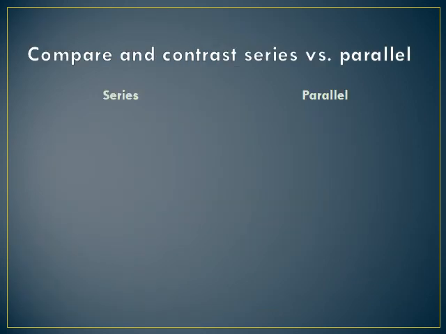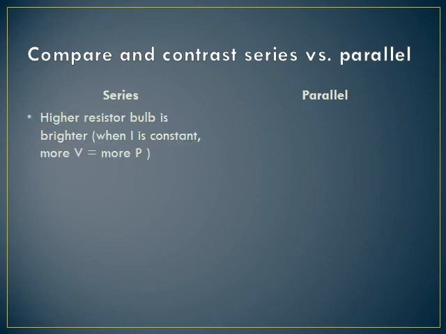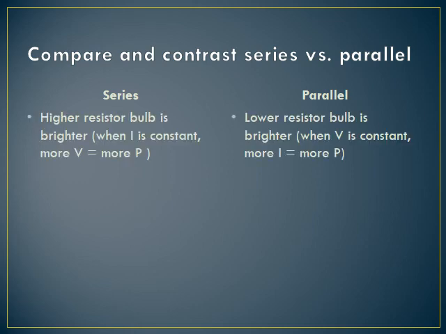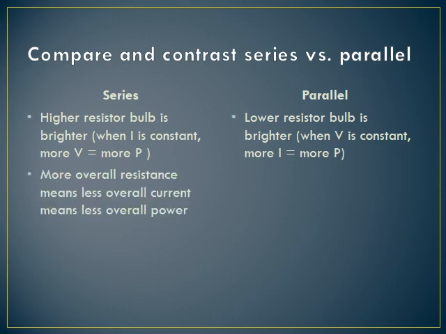Okay, so the last slide in the show is going to be a comparison between series and parallel circuits. As we mentioned when we went through the VIRP tables, the bulb with more resistance is brighter in series because the current is the same for both, which means the more voltage it has, the more power it gets. Compare and contrast to a parallel circuit where it's actually the lower resistor bulb that is brighter because they have the same voltage, which means that the bulb that has more current is going to have more power.